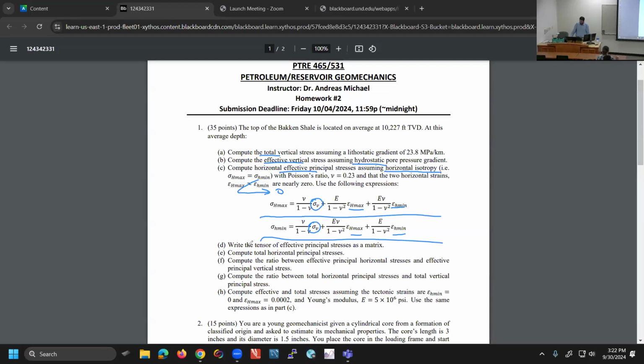So you get this from part B. I think you know what this is and what this is. And you get the rest. Write the tensor of the effective principal stresses as a matrix. Very easy. Compute total horizontal principal stresses.